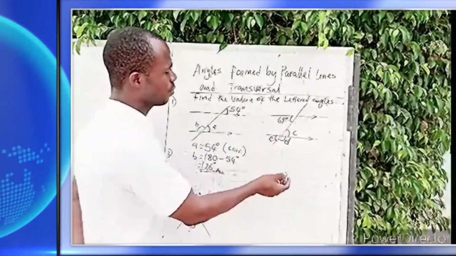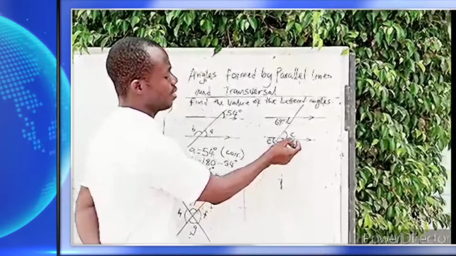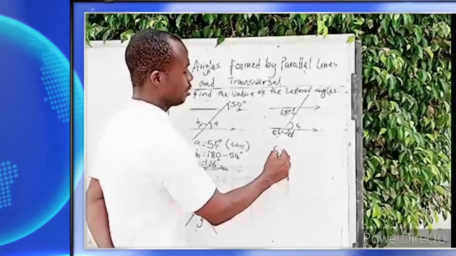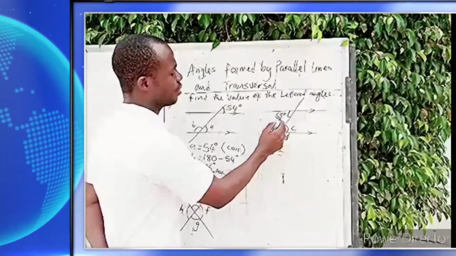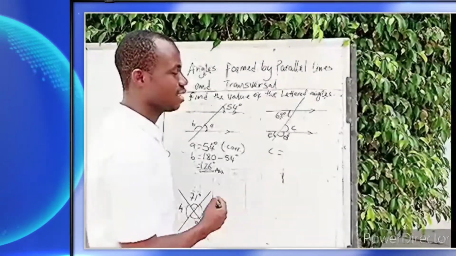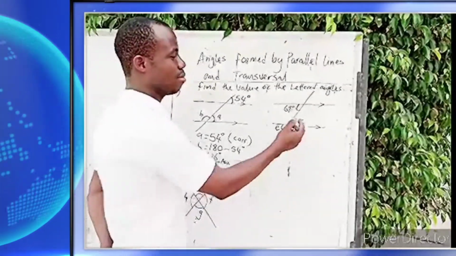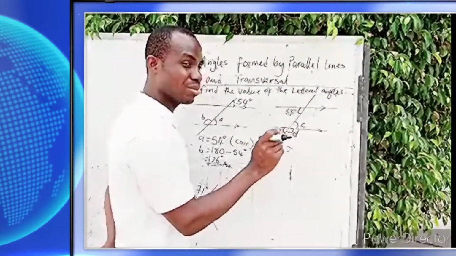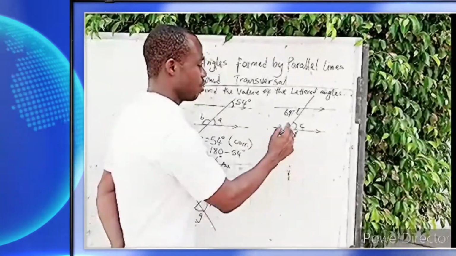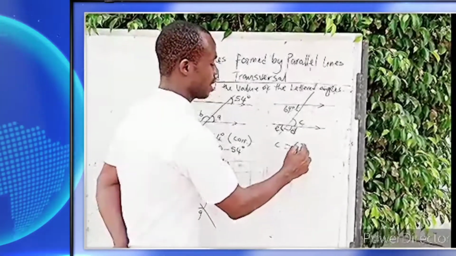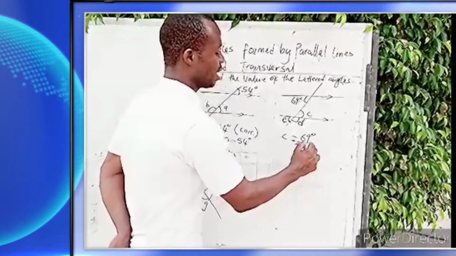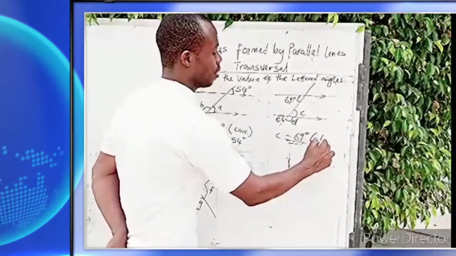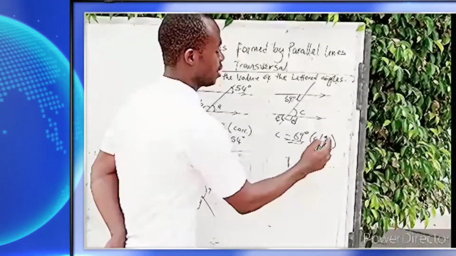Now let's go to this. Here is 69 degrees, and this is C. So C and 69, they are alternate. Remember I said draw Z. This looks like Z. The angles formed at each corner of the Z are alternate angles. They are equal. So we have 69 degrees. Why is it 69? Because they are alternate to each other.